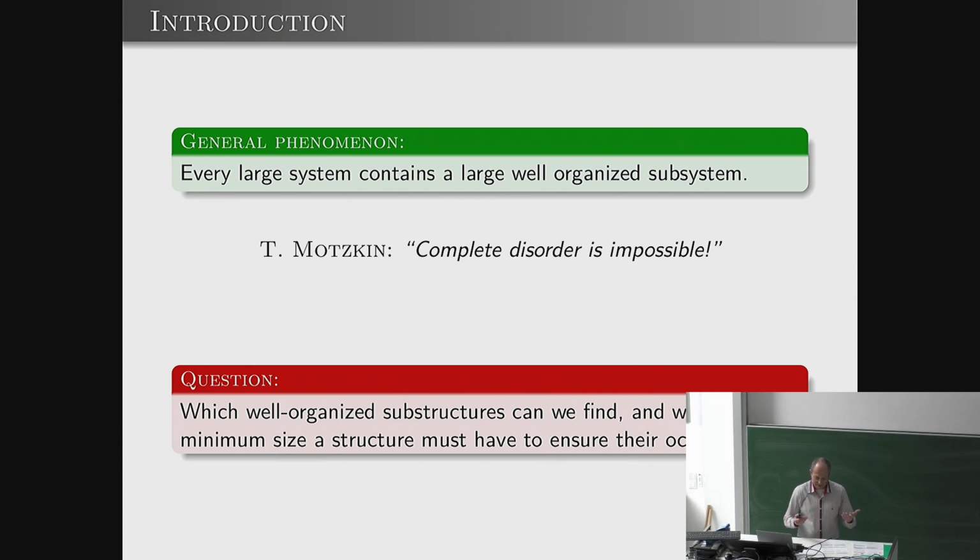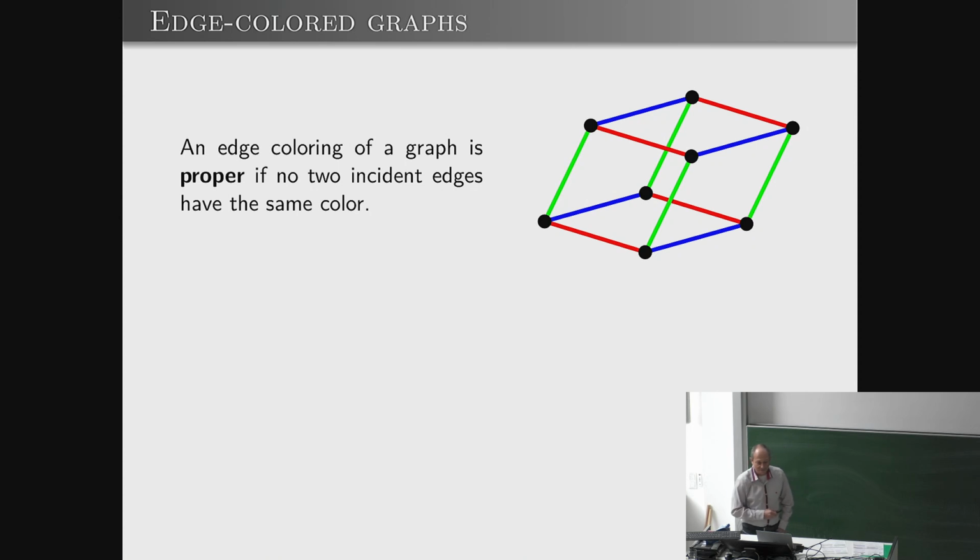I want to illustrate this by some examples, and these examples have to do with extremal problems for H-colored graphs and their applications. Okay, so since I would be talking about H-colored graphs, let me give you a definition which would be crucial. So I have a graph, right, and the edges of this graph are colored, and the coloring is called proper if at every vertex we have edges of all different colors.